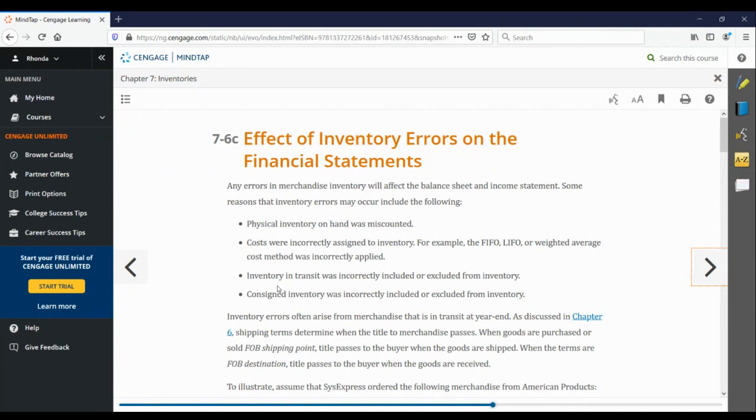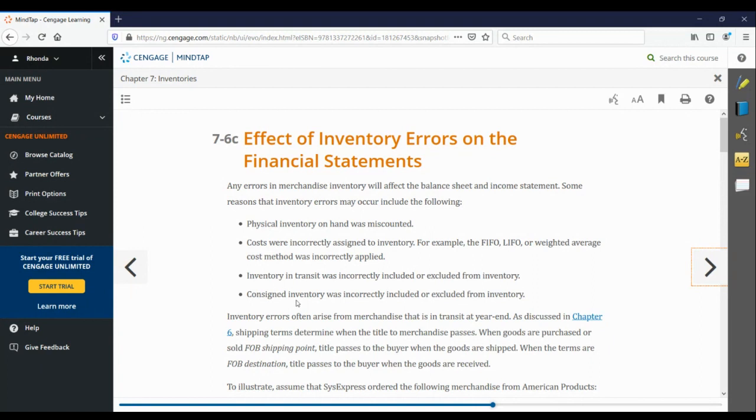So if we're valuing inventory at the end of the period, we've taken a physical count. If we leave off the inventory that was in transit, then our inventory records will be wrong. So you have to really take into consideration the terms that you have given to your customers for shipping terms.